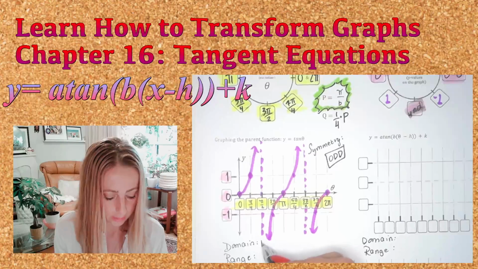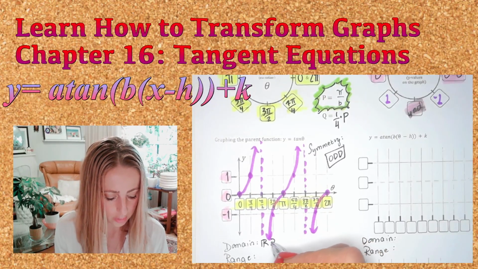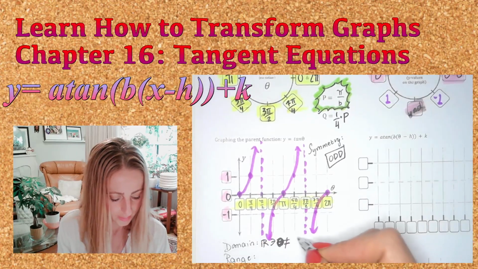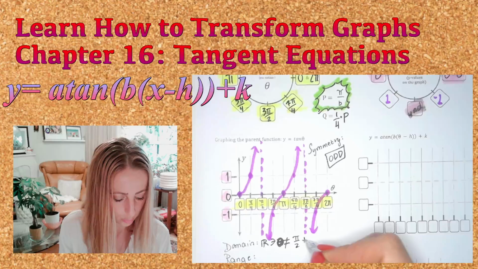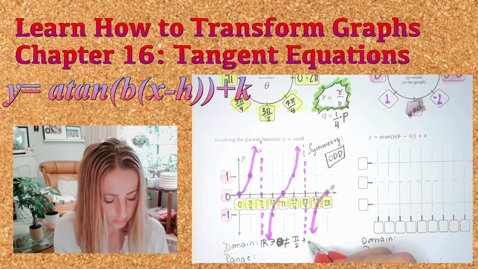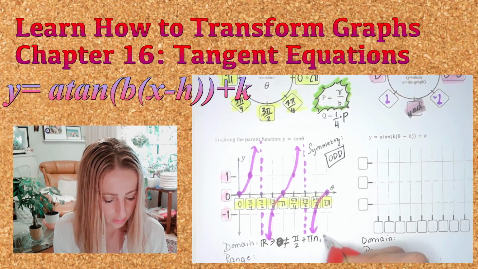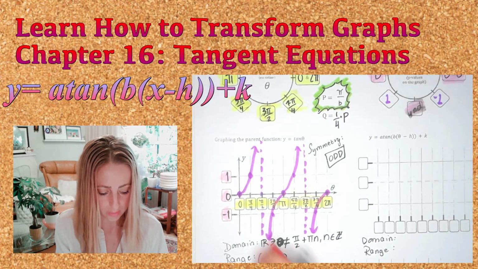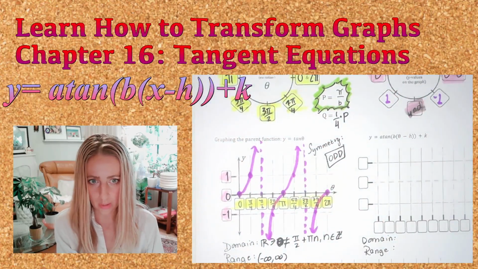Domain, we could do exactly like we did for secant and cosecant: all real numbers such that theta does not equal the asymptote, which is in this case pi over 2 plus how far apart are they? Pi over 2 to 3 pi over 2, that's 2 pi over 2. So in this case, it's pi n, such that n is an element of the set of integers. And the range is actually from negative infinity to infinity now because it's smooth, continuous, up and down.